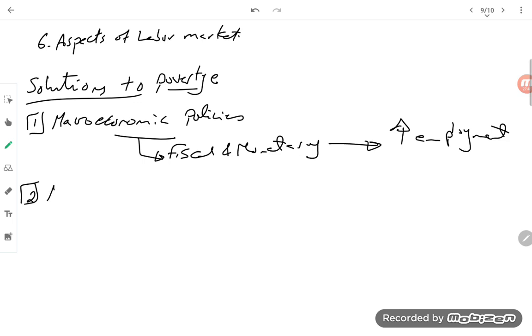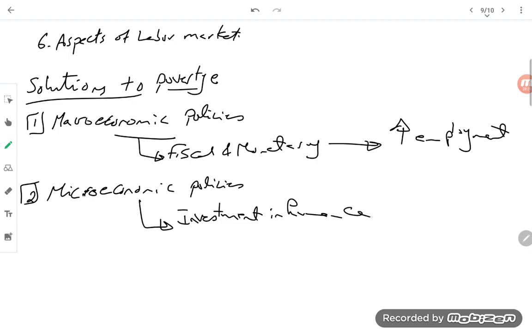Number two, at the micro level, this is directed toward improving labor productivity. So this is related to how to solve the problem of low labor productivity, structural changes in the economy. So here we are going to talk about investment in human capital. Investment in human capital means spending that improves the productivity of labor. Spending on education and job training in order to improve the skills and ability of worker and hence make them more productive.